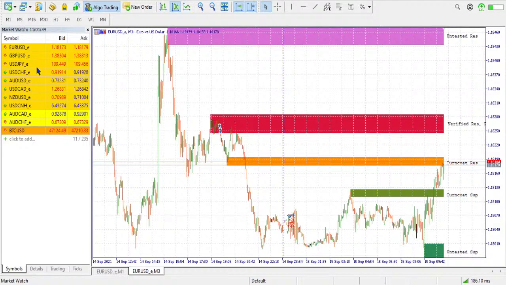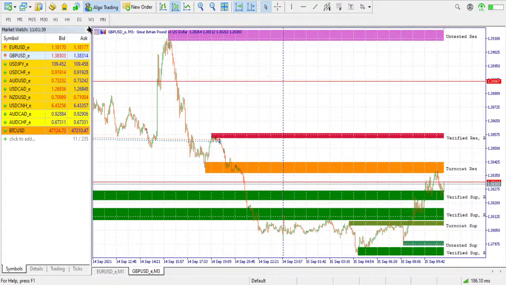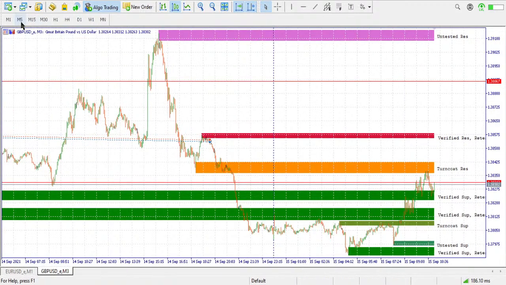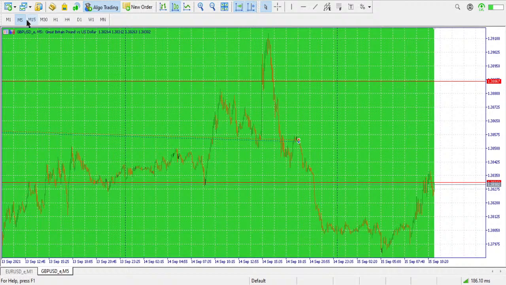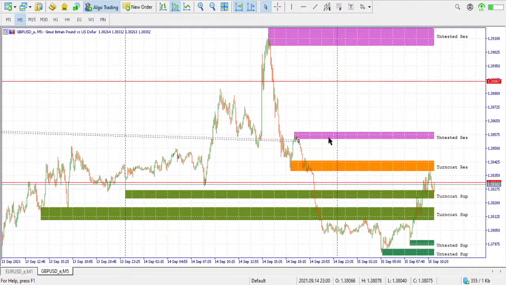The other symbol is GBP/USD. With the GBP/USD, we do have a lot of levels. First, we have an untested resistance here. We have another untested resistance here. We have a turncoat resistance here. We have a turncoat support, and then we have untested support and untested support here.